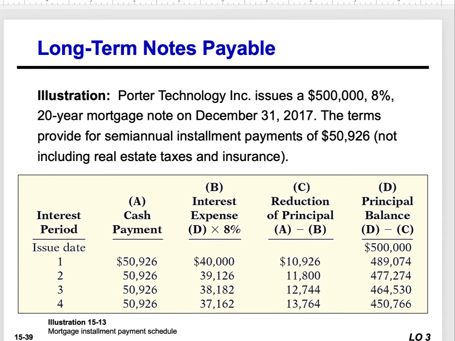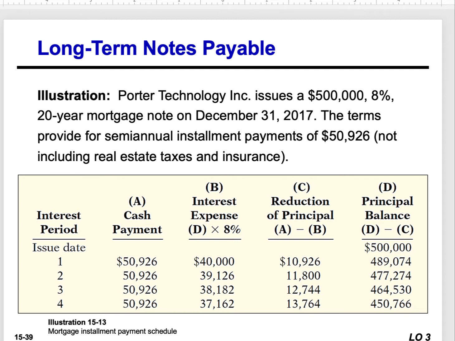No problem. They want $50,926 in payments. Now, if you look at this, it's a little goofy, and I'll show you what I mean as we go through it. So we have interest periods. It's supposed to be semi-annual, so basically every 6 months.